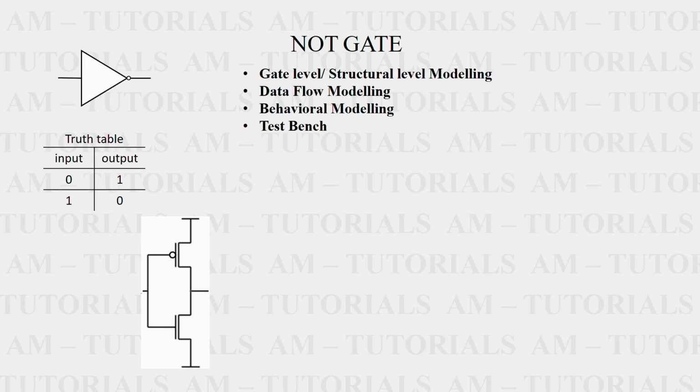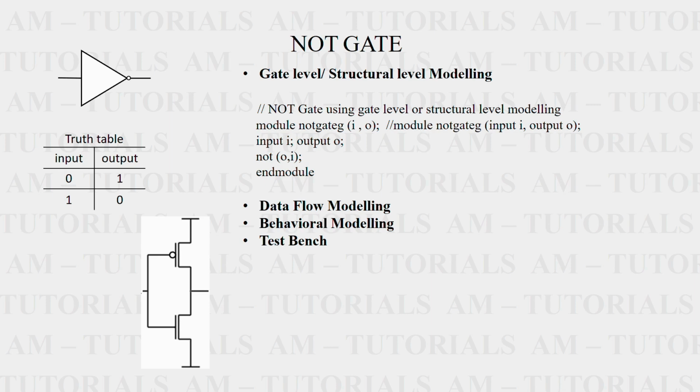Let's see how we are going to write Verilog code for NOT gate at different level of abstraction, or different modeling level. The first one is gate level modeling, or structural level modeling. In this type we are going to use a built-in primitive gate called NOT. This will help us in inverting the input.